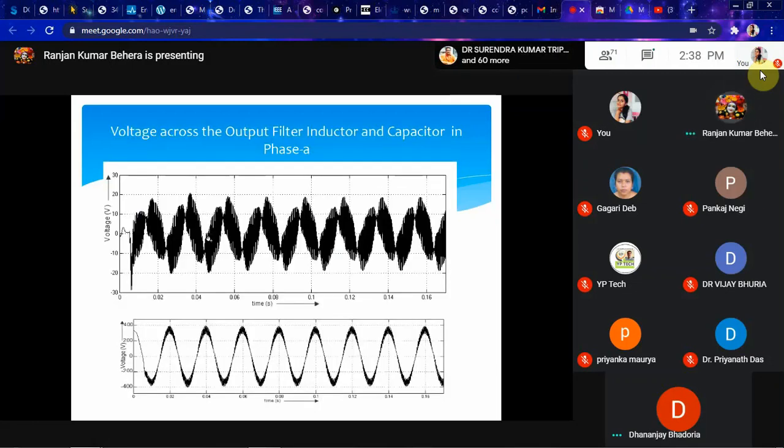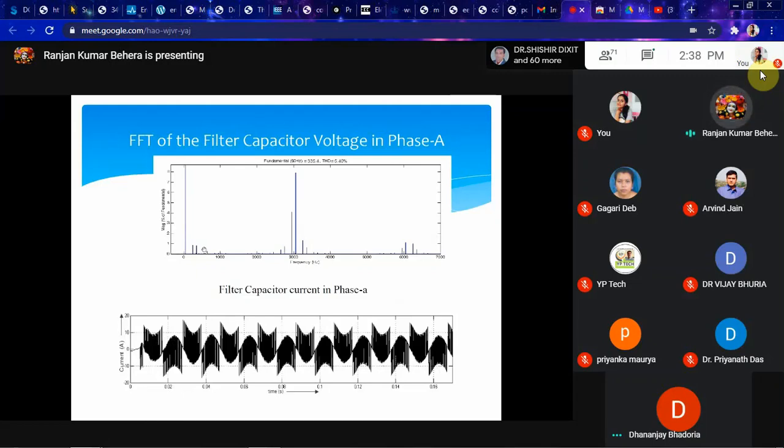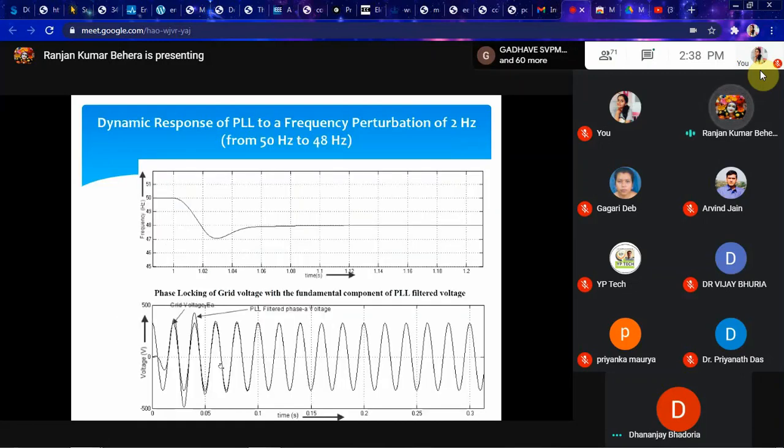You can see that the area represents the small storage of the energy. Then you see the FFT of the filter capacitor and voltage here also. You can see that this is the capacitor current, and they all are symmetrical.